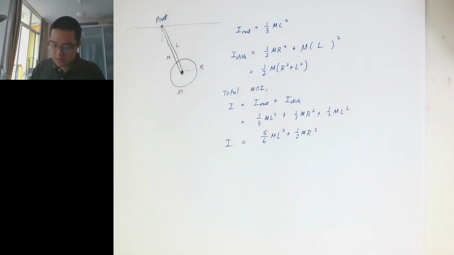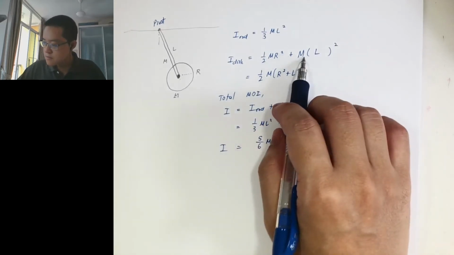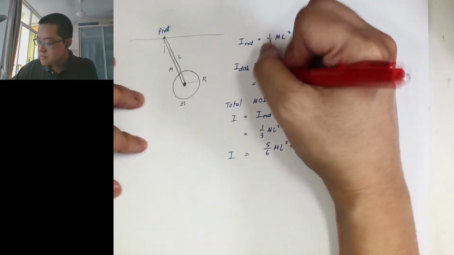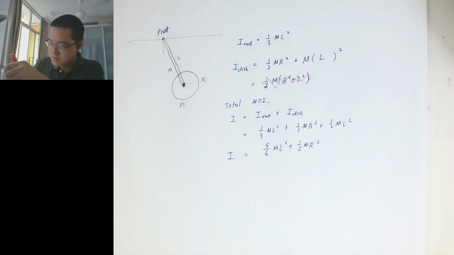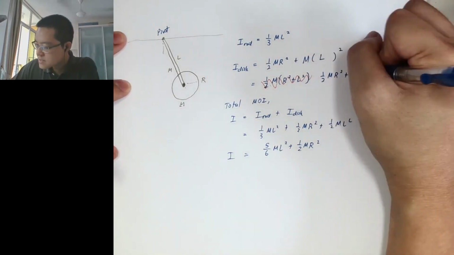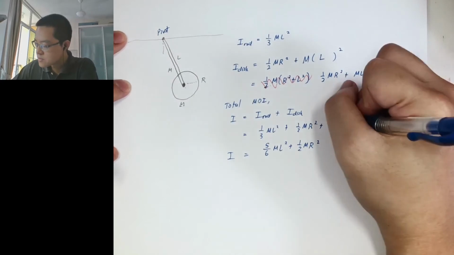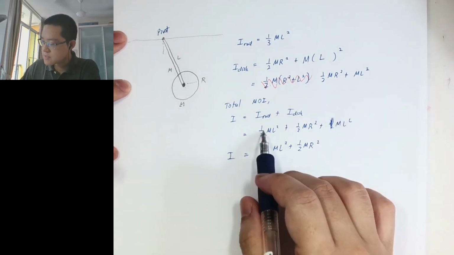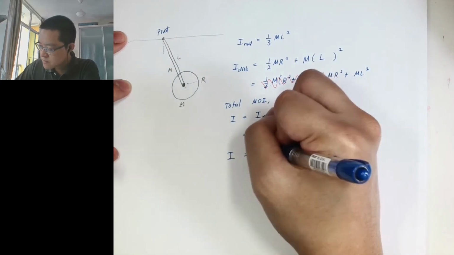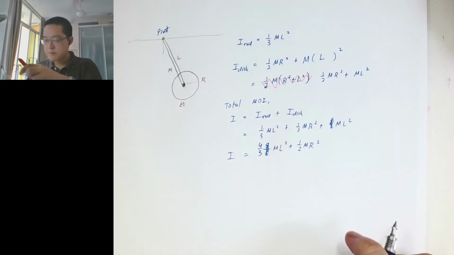Okay, so did I do something wrong? Why is there a half? There shouldn't be a half, right? So this part is totally wrong. Yeah. Why do I factorize this out? So this is half mr square plus ml square. So there's no half here. So this is 1/3 plus 3 over 3, so it's 4 over 3 ml square.